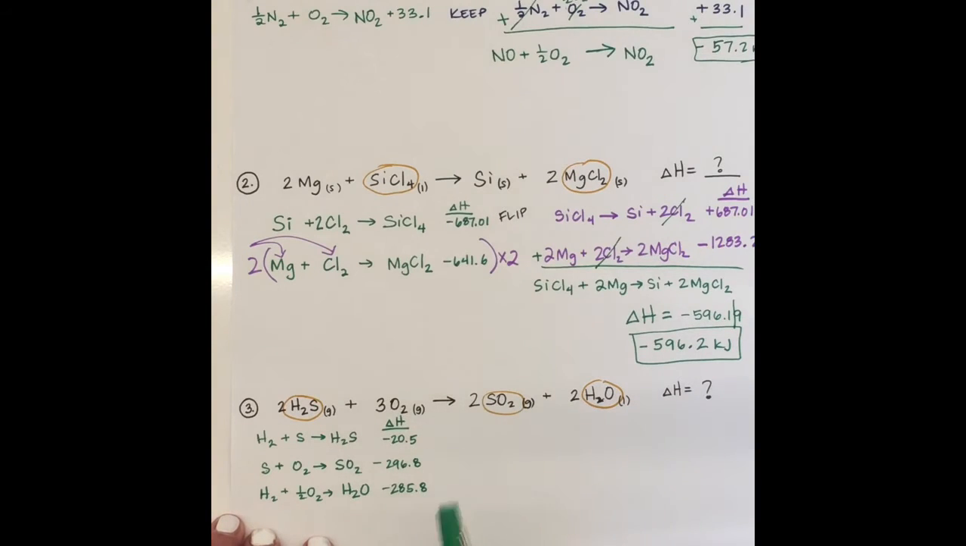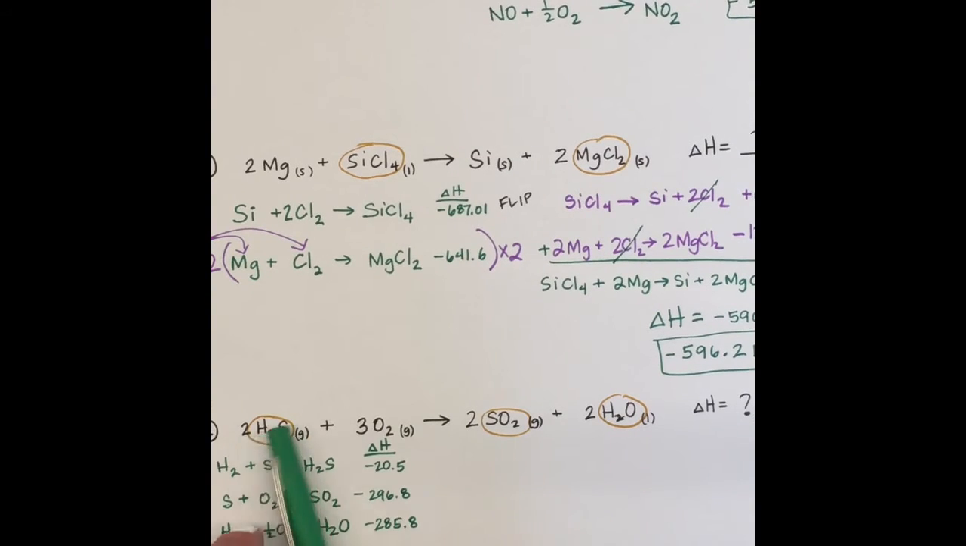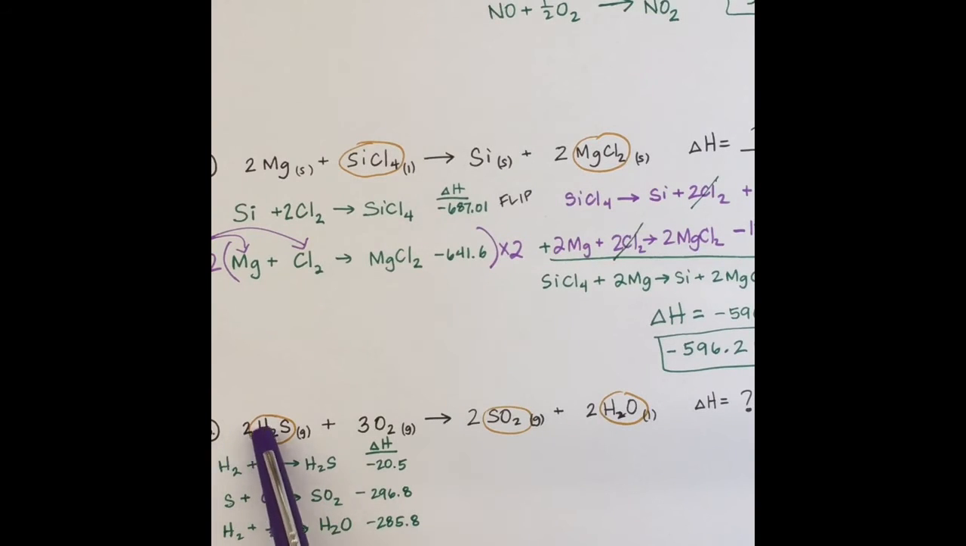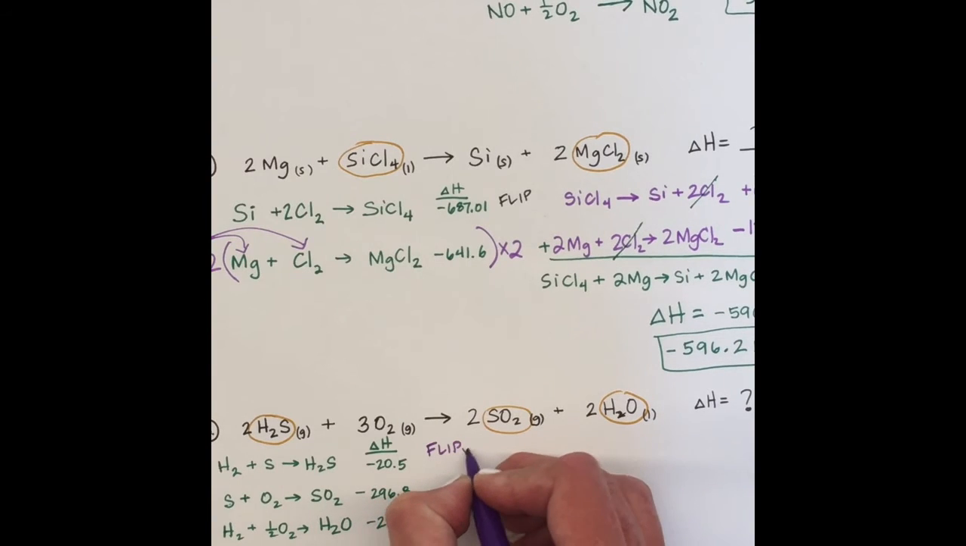Look, how do I need to adjust these? H2S. Okay, in my desired reaction, H2S is on the left side and has a 2 in front of it. So this one, I have to do 2 things to it. Can you guess what they are? Yes, you have to flip it and times it by 2 because it's on the left side. The way I've written it, it's on the right. So I need to flip it to put it on the left, and it has a 2 in front of it. So I go flip times 2.